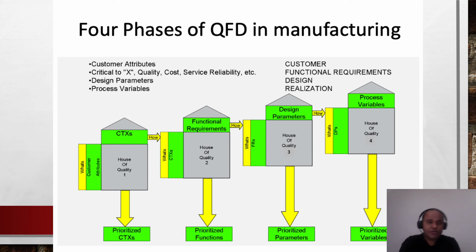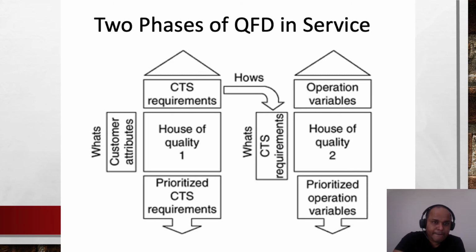Four phases of QFD in manufacturing. If you see here, first is prioritize CTS, then prioritize functions, prioritize parameters, and prioritize variables. These are the four phases for QFD in the manufacturing sector. Two phases of QFD in service. First is the CTS requirement, house of quality, and prioritized CTS requirement, how it is going to happen, and what CTS requirement, operations variables, house of quality, and prioritized operation variables.